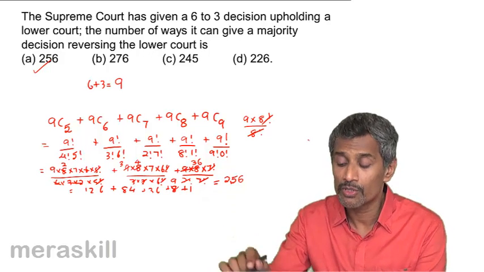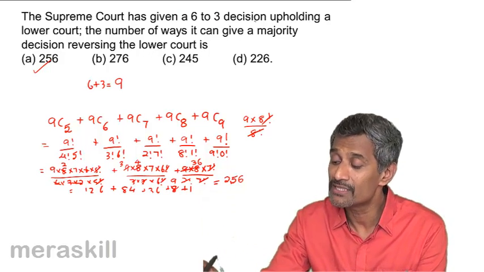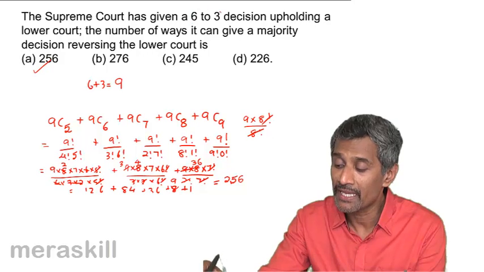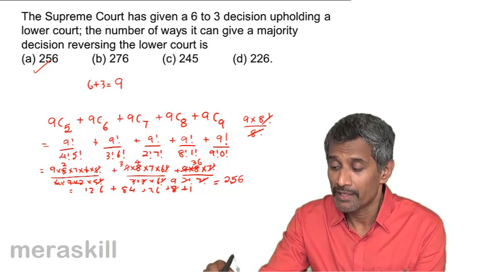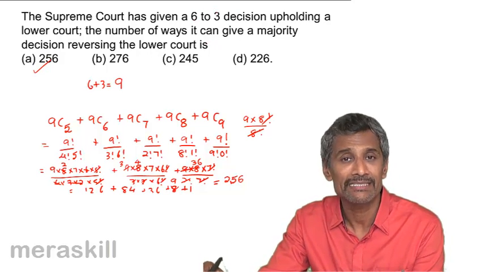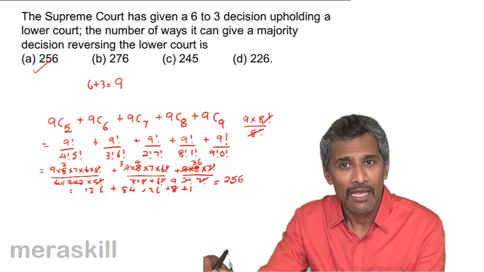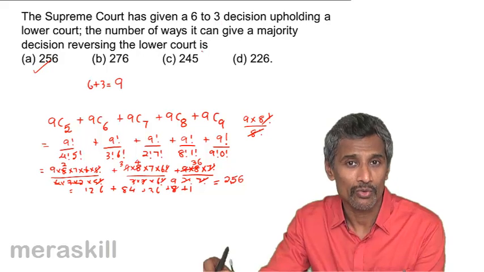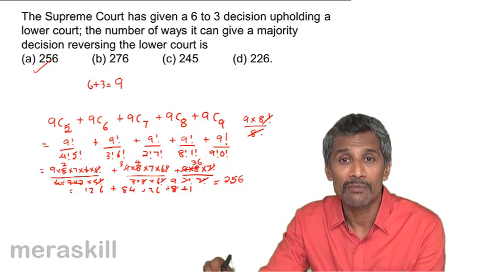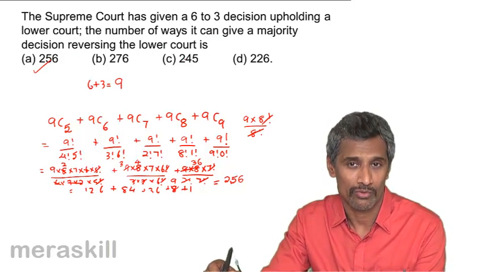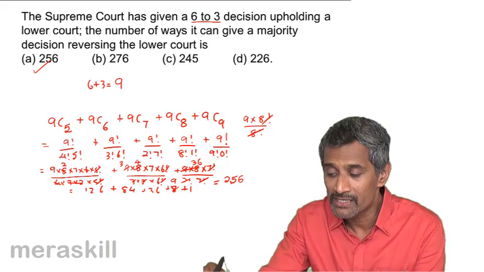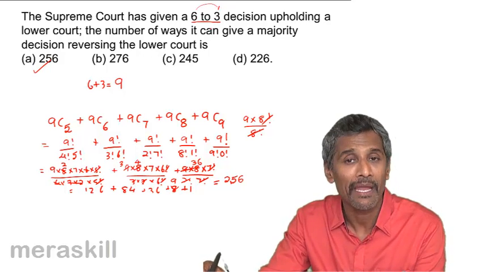Now basically I just also wanted to explain what this means. Supreme Court has given a 6-3 decision upholding a lower court. Now what this actually means is that out of a total of 9 times, the Supreme Court has 6 times upheld the decision of the lower court. Means 6 times out of 9 it has approved the decision of the lower court. And now we are looking at a situation wherein what are the ways in which the Supreme Court would possibly nullify or reverse the lower court. So out of 9, a 6-3 decision. So now it is a majority wherein it has upheld the lower court.